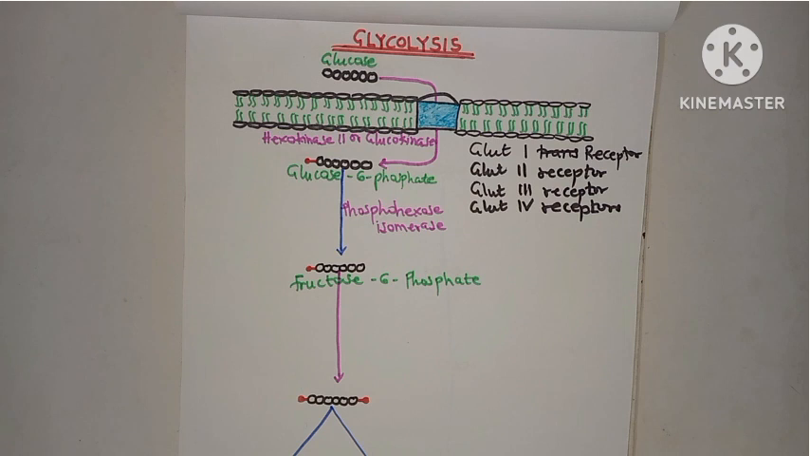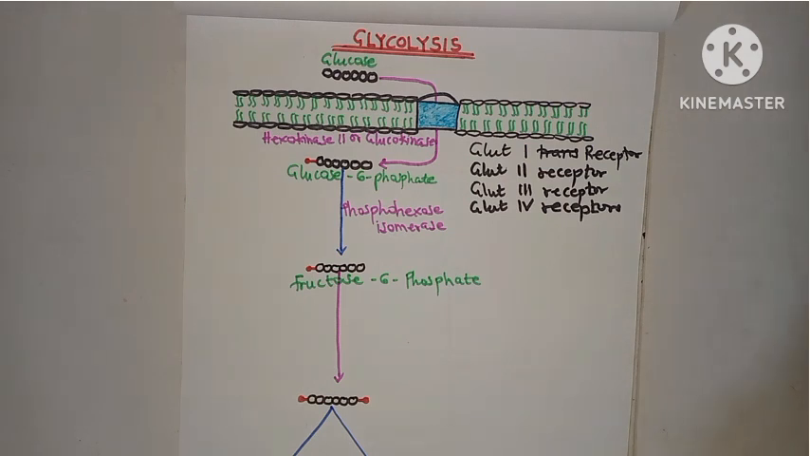An enzyme known as phosphofructose kinase 1 will come and add a phosphate group to carbon 1. You see, we already have a phosphate group at carbon 6. So this enzyme, phosphofructose kinase 1, will add a phosphate group to carbon 1 to form a new molecule known as fructose 1,6 bisphosphate.